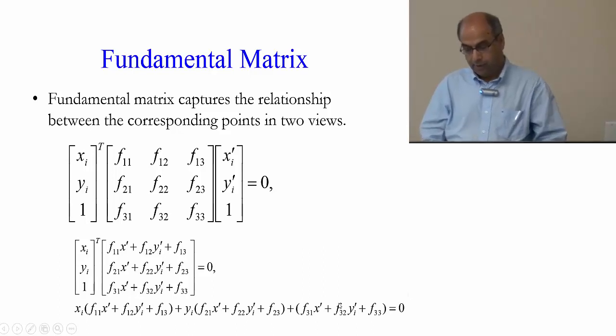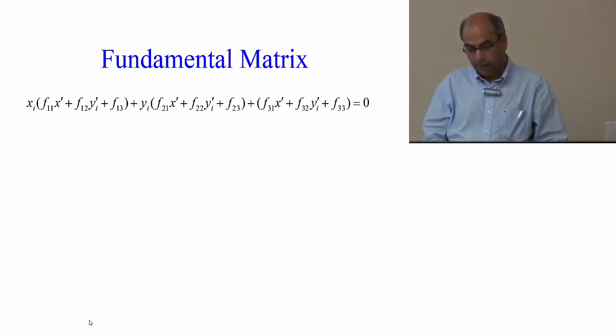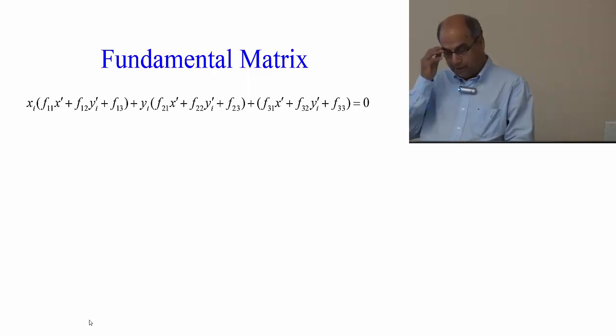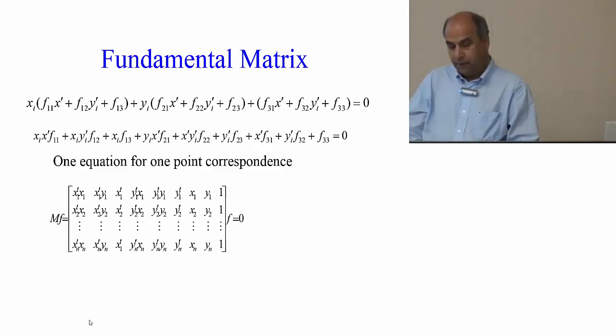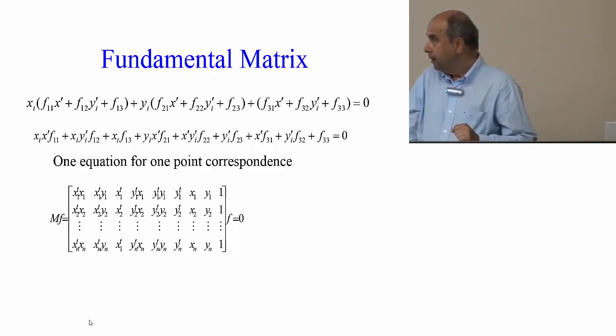So it's one equation. Now in this one equation, we have 12 unknowns, which are shown here. The other ones are known, because xi and yi and xi prime, yi prime are known, because we know the points and the corresponding points. So like that, we will again get a linear system. One correspondence will give one equation. We will get lots of equations like that.